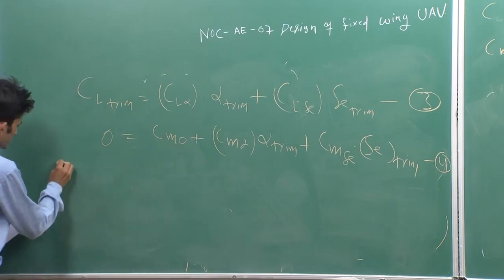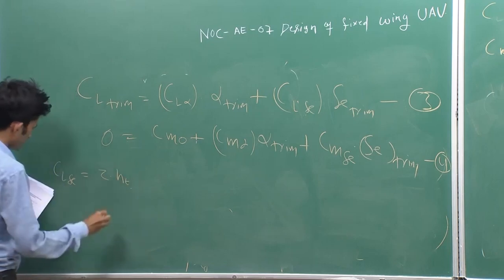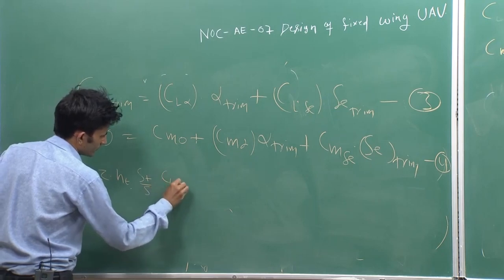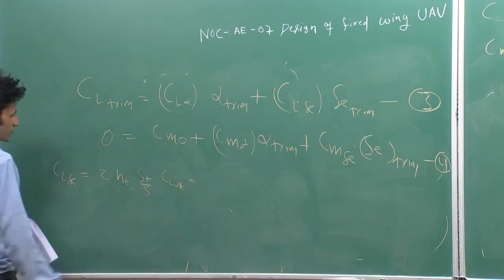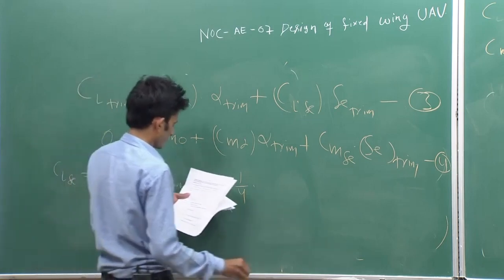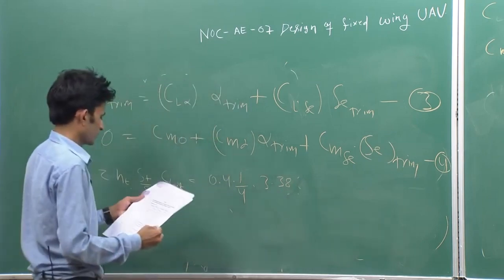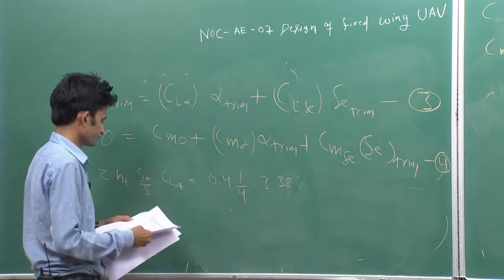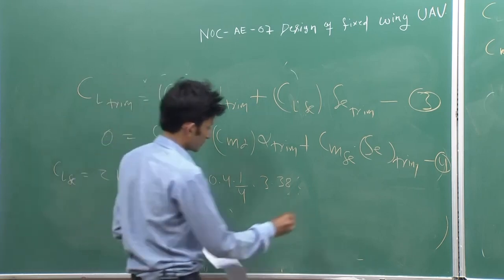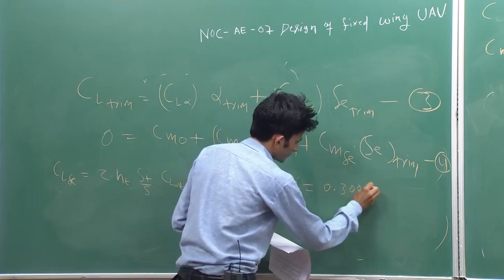So let us find the CM delta E elevator control power and this CL delta E using this equation. Your CL delta E is nothing but tau eta ST by S into CL alpha of the tail. Tau is 0.4, ST by S is 1.4, CL alpha of tail is 3.38 per radian. So your CL delta E will come approximately 0.30082.